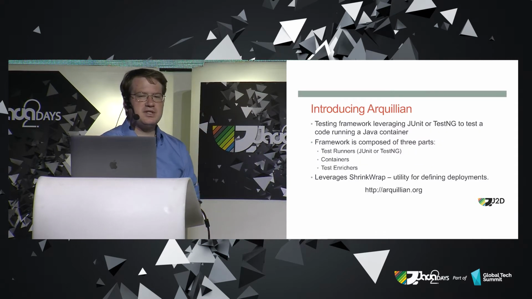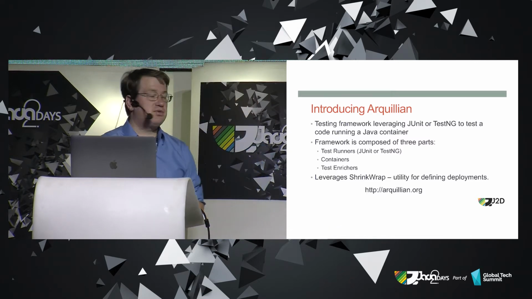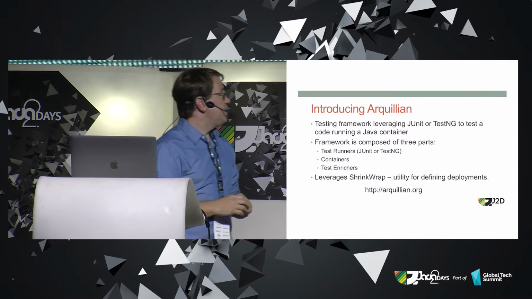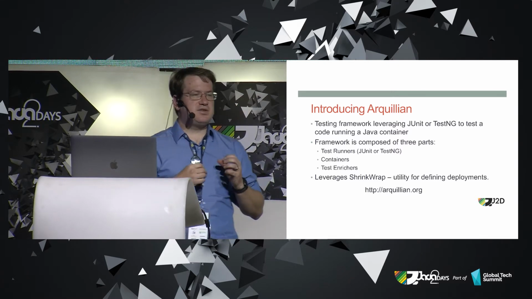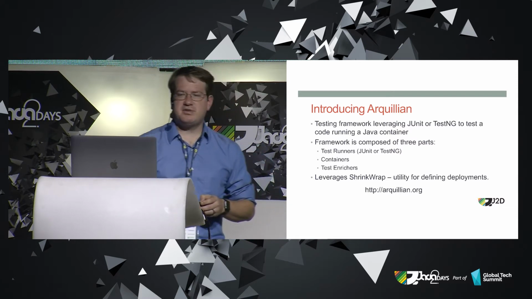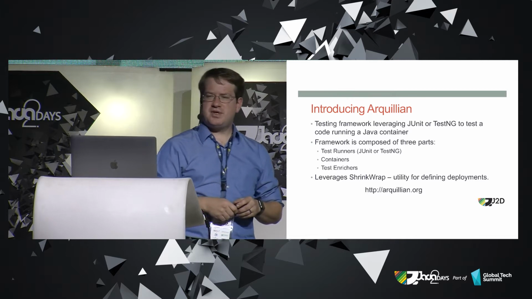So, introducing Arquillian. Arquillian is a testing framework that leverages JUnit or TestNG, depending upon which one you're using, to test code running in a Java container. It is an open source project. It's part of JBoss. It's been around for several years, at least going back to around 2009, I think.